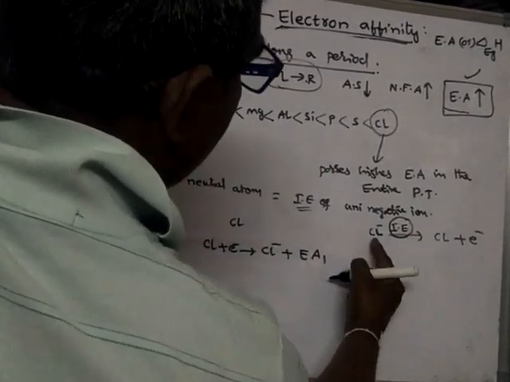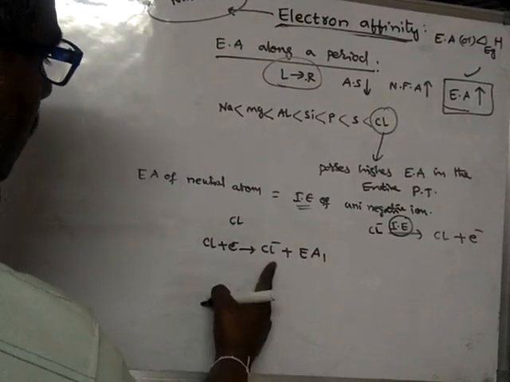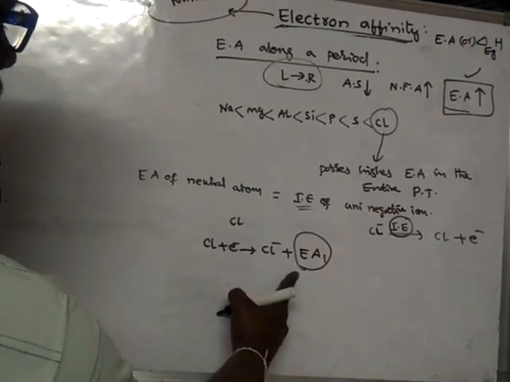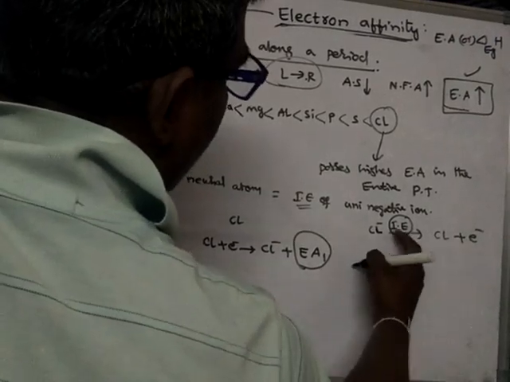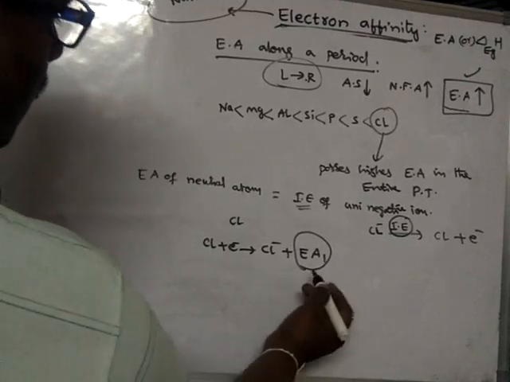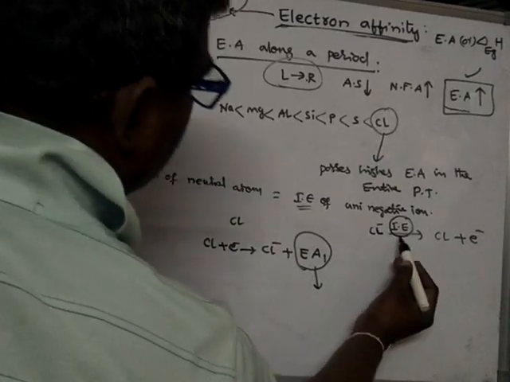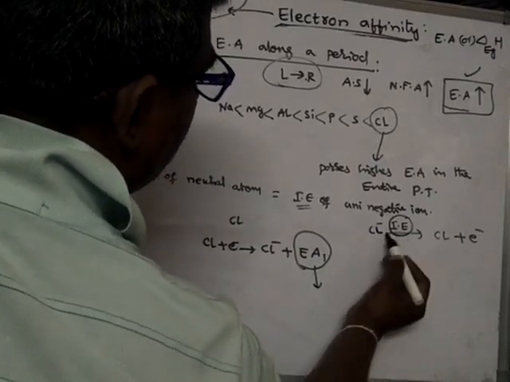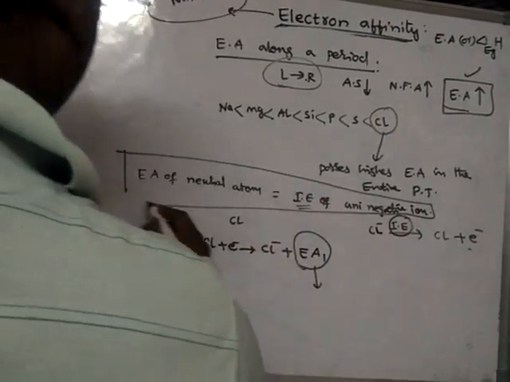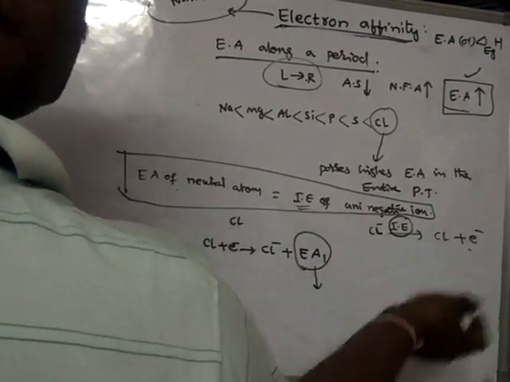Here this process requires ionization energy, and in the other process energy is released. Always remember that the electron affinity released in one process will be exactly equal to the ionization energy absorbed in the other. So that is the thing we need to learn: electron affinity of neutral atom is always equal to ionization energy of uninegative ion.